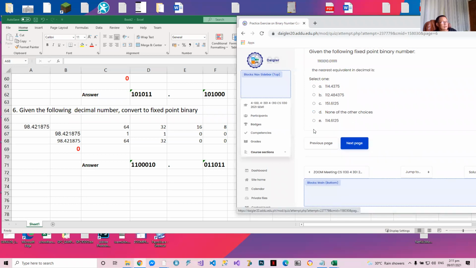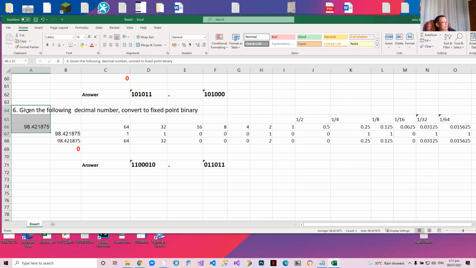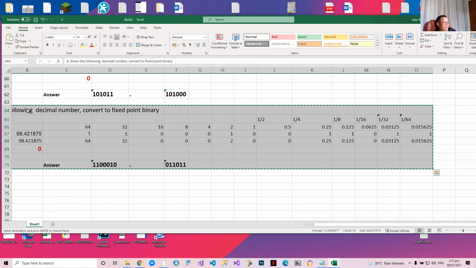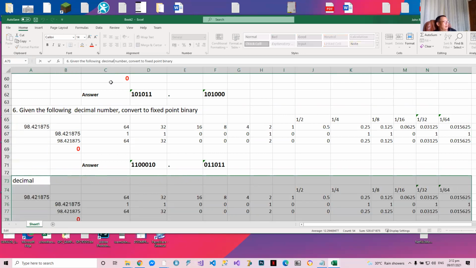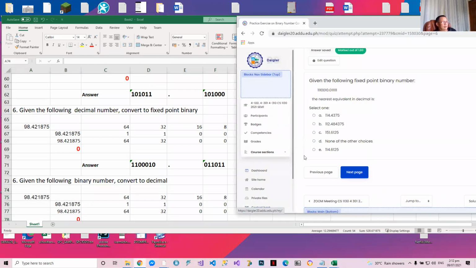Okay. So the next, this is easy now. We convert this into a decimal given a fixed point binary. Okay. We just copy this. We don't know how many places we need, but we just fill in the values. No? Given the following binary number, convert to decimal. Fixed point binary number.